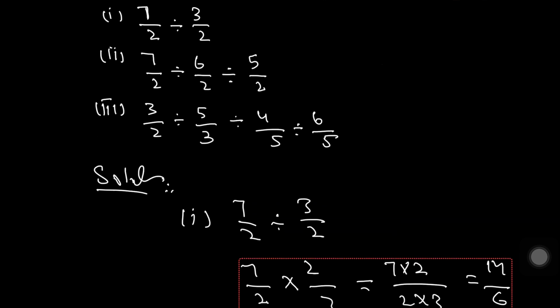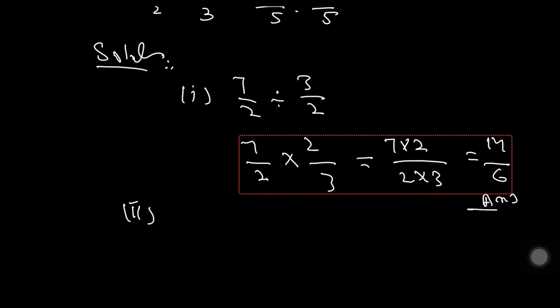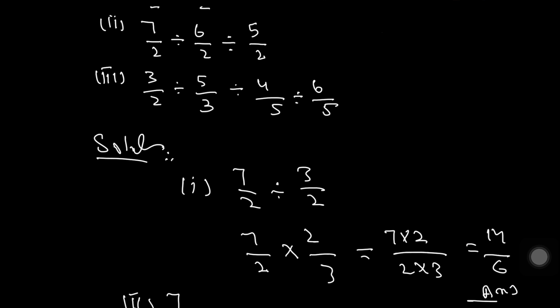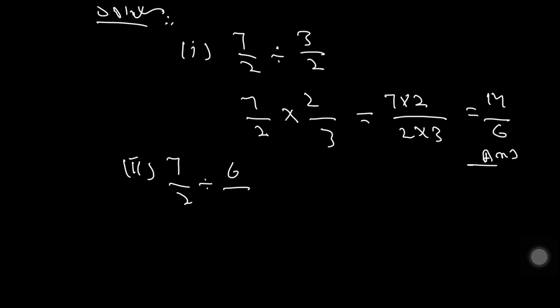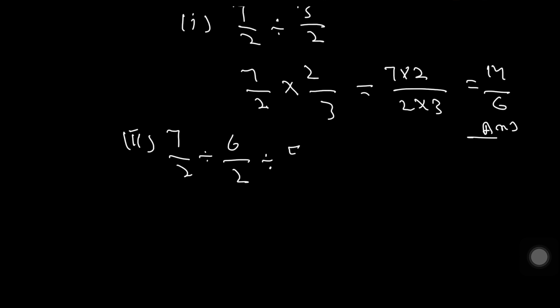And the second part we write here: 7 upon 2 divided by 6 upon 2 divided by 5 upon 2. So how to divide when there are 3 fractions, 3 rational numbers?